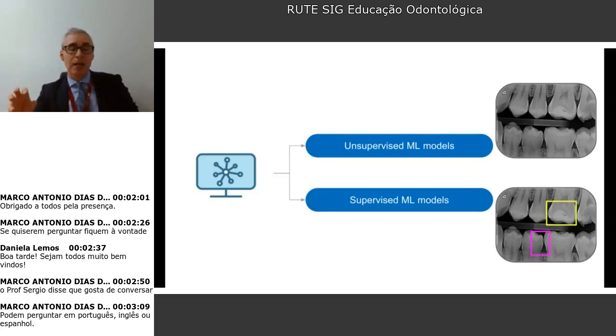In this case, with a yellow box, there is a restoration mark on the radiograph, and with a red box is a carious lesion. On the other hand, unsupervised models deal with unlabeled data. In this scenario, the radiographs have no such tags or additional information, and they are essentially raw data without any predefined labels or categories.